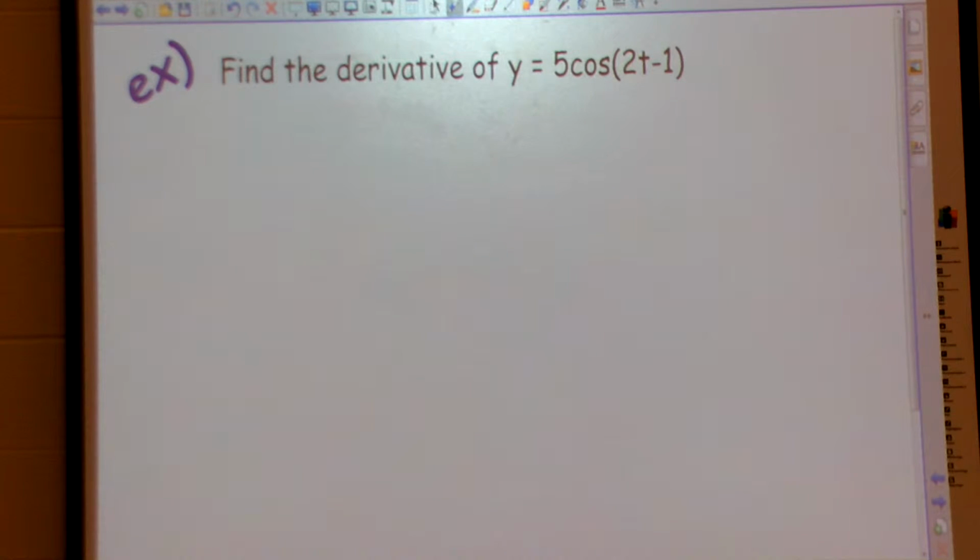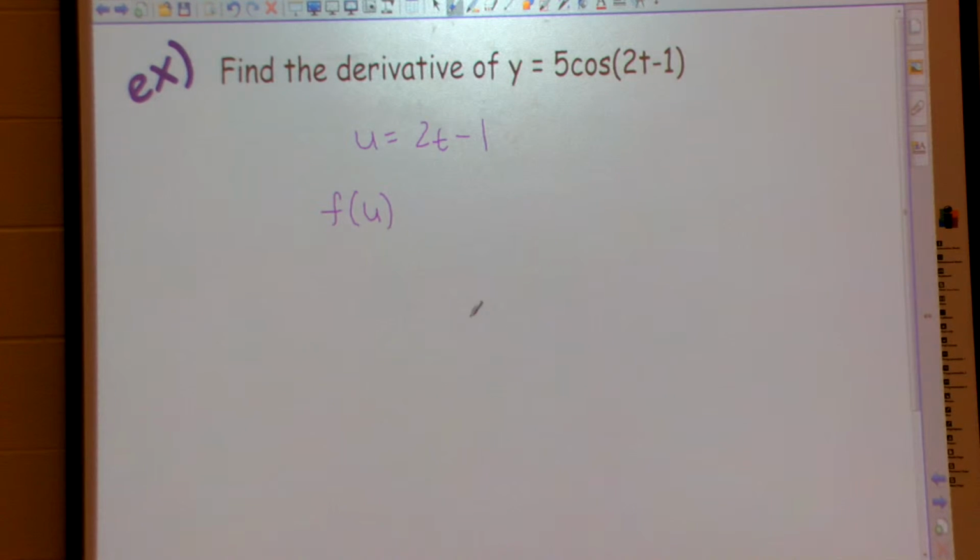Okay. So what I'm going to do is I'm going to let u be the inside. Now, the hardest part of the chain rule first is determining what is u. And in your homework, the first couple of them tell you what u is. They flat out tell you. Okay. Because it is hard and it just comes with practice. But we get better at spotting once we do a few. So here the inside is not hard to spot. What is the inside? 2t minus 1.